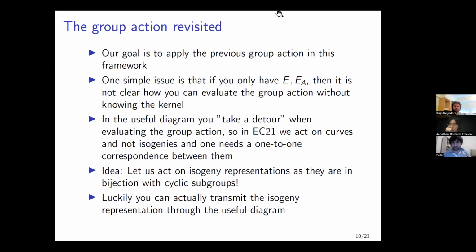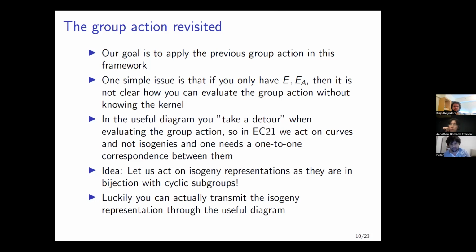So our goal is to apply this group action that was defined before, and now use it to try to attack pSIDH. The first issue that appears is how do you evaluate this group action? Again, you don't know the kernel. The kernel is defined over a huge extension field. What do you do in this setting?